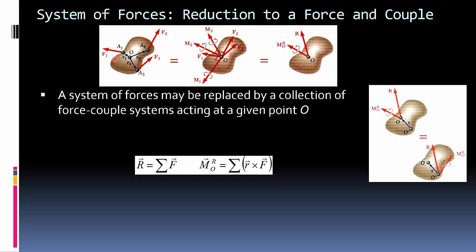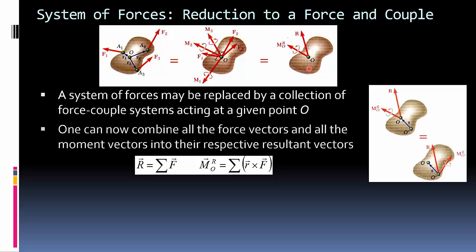So we can go from having multiple forces at various locations to having one force at one location and one moment, or one tendency to rotate, at that location, which is extremely helpful. It makes it so that we can combine all of our forces and vectors into a single force vector and a single moment vector to do our analysis.